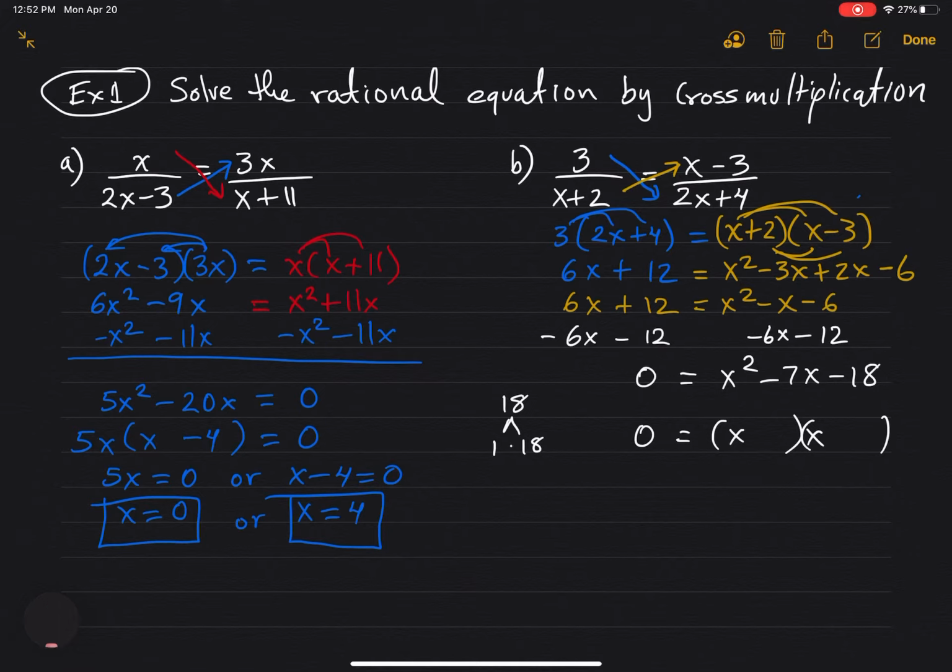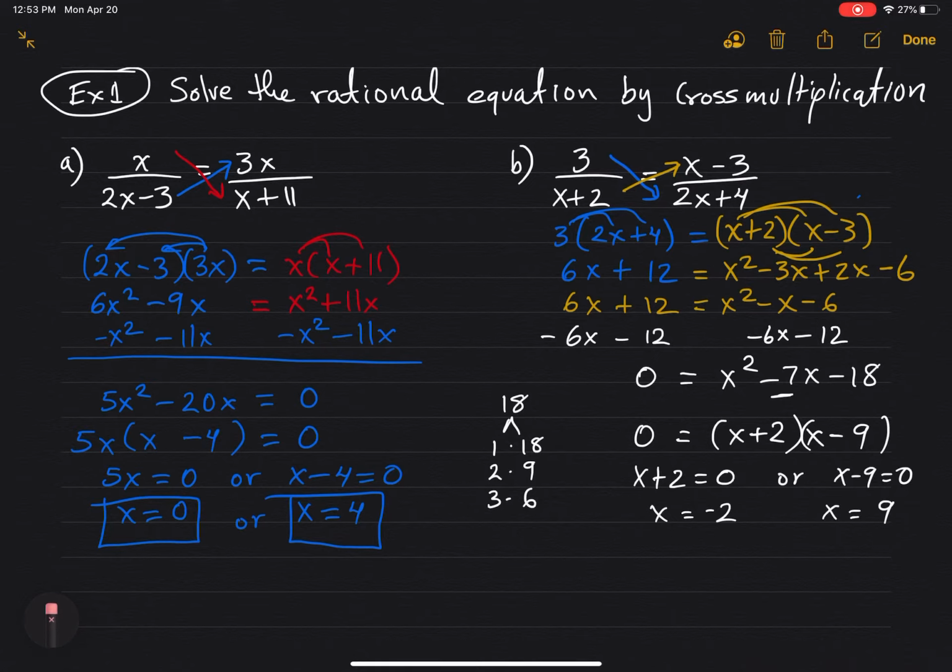Let's consider positive 18 only: 2 times 9, 3 times 6, and I think that's about it. Out of these pairs of numbers, the ones that we could combine to get negative 7 would be 2 and 9. And obviously the 2 is positive and the 9 is negative. If you don't know how to figure out those signs, just play around with them until you figure out what makes negative 7 when you add them. At this point we use the zero product property. X plus 2 is equal to 0, or x minus 9 is equal to 0, meaning x could be negative 2 or x could be 9.